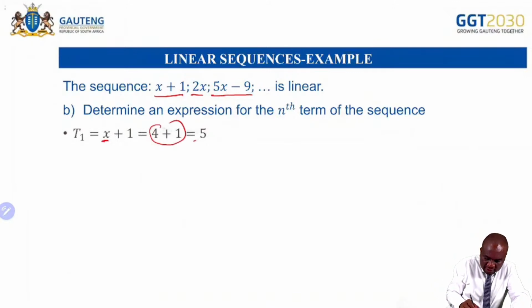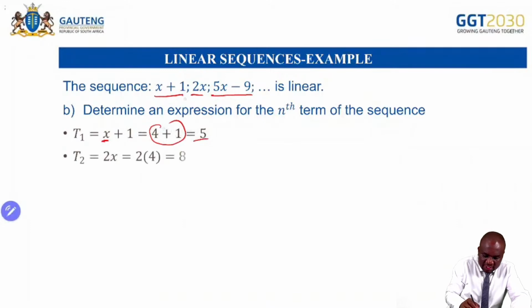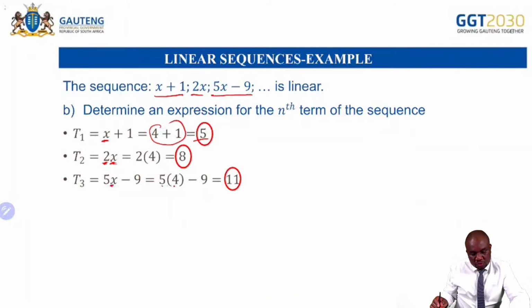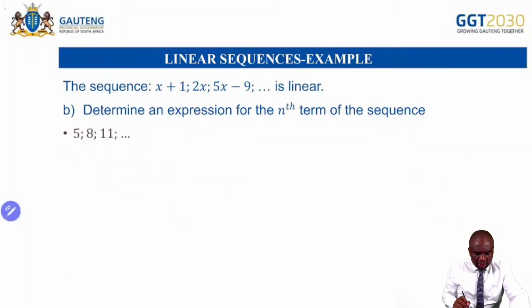So 4 plus 1 is 5. And then here where there's x, we put 4. 2 times 4, that is 8. And then here where there's x, we put 4. 5 times 4, that is 20. 20 minus 9, that is 11. So these are the first three terms, 5, 8, and 11. Now we can write them like this and then find the nth term, like what we've been doing all along.